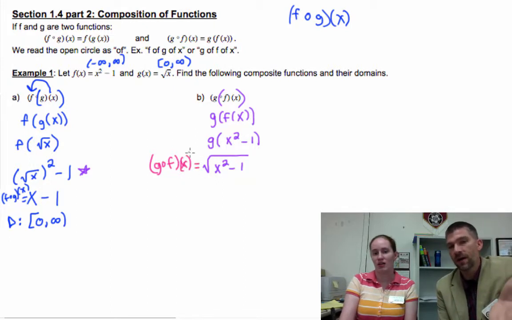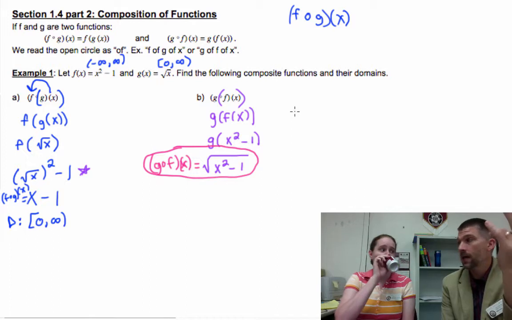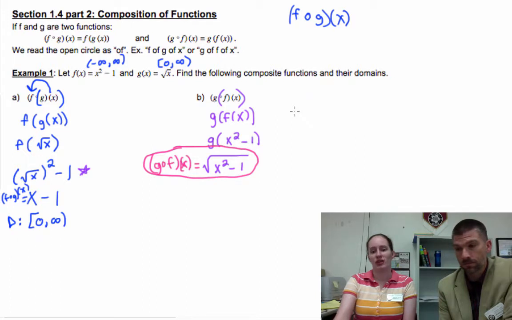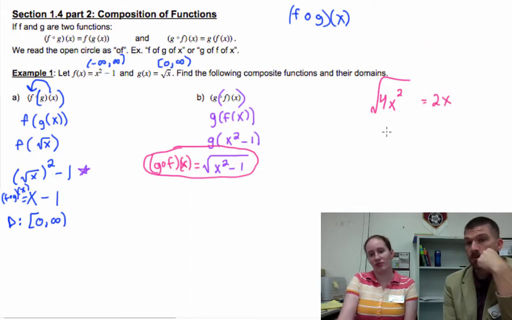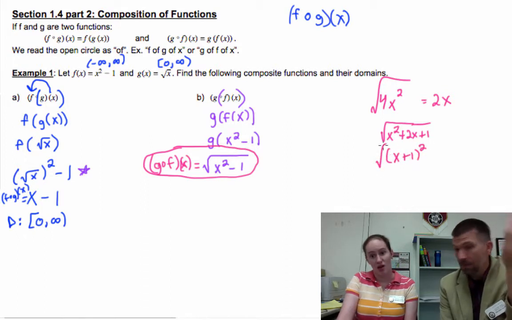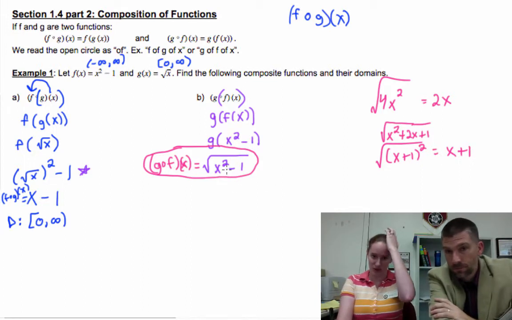Remember, if you're going to simplify a square root, you have to have something squared. Now, x squared minus 1 factors to x plus 1 times x minus 1, and those aren't the same thing. You either have to have things being multiplied together, or you could have x squared plus 2x plus 1, because that factors to x plus 1 squared. But that's not what we have in this case.